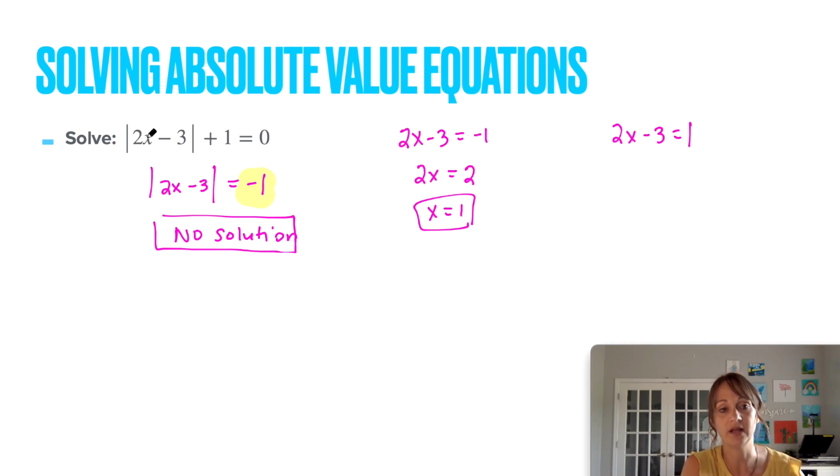So if you plug in 1, you'll get 2 times 1 is 2. And then 2 minus 3 is -1. The absolute value of -1 is a positive 1, and 1 plus 1 does not give you 0.